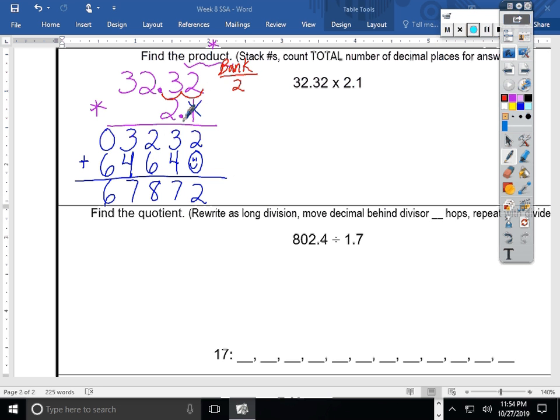And look at the second number. There's 1 place value behind the decimal. So I'm going to save 1 place in the bank. If I total those up, I'm really saving 3 places.